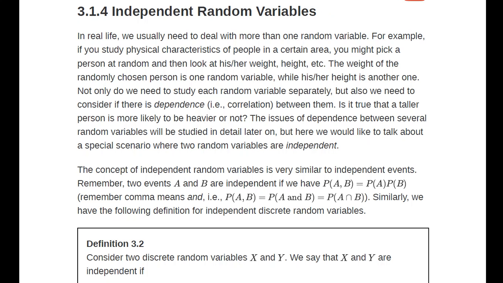Hello dear students, today is the fifth lecture for our course Probability Theory. Today we will talk about independent random variables. In real life, we usually need to deal with more than one random variable.